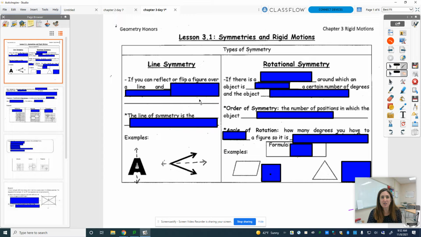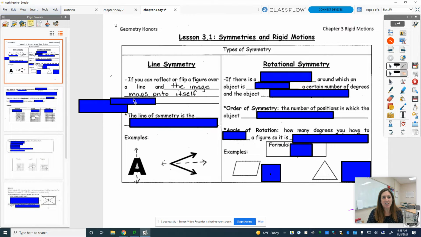Okay, so the first thing we'll start off with is some line symmetry. You've probably seen this before, but if you can reflect a figure over a line and its image maps onto itself, then that figure has some line symmetry. So there's a couple examples down below here.